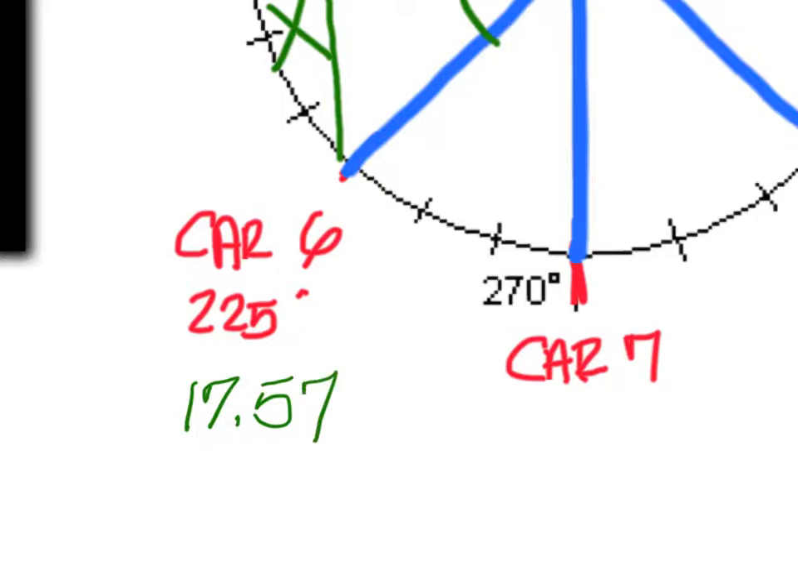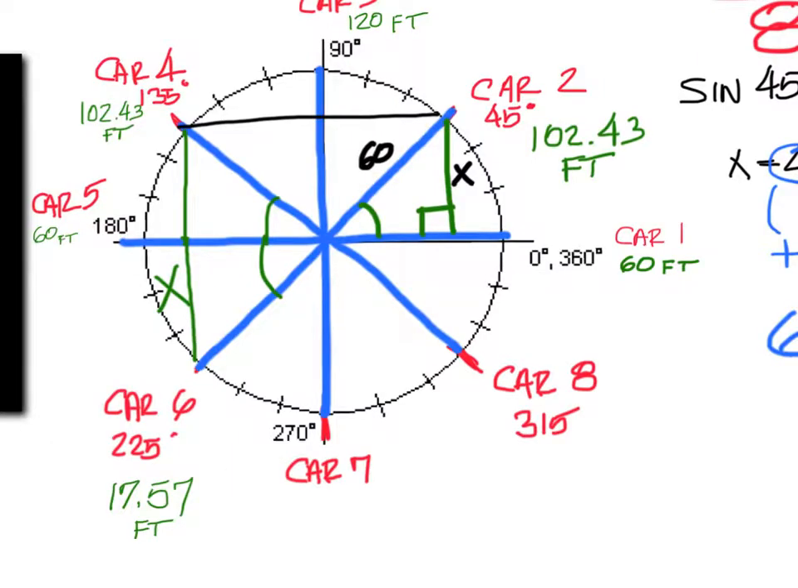I think it's 17.57, is that right? Okay. What is the height of car 7? 0. It's not left the starting position. So it's just going to be 0 feet. And is there any need to do a calculation for car 8? No, because it's going to be the same as car 6. So it is 17.57 feet.